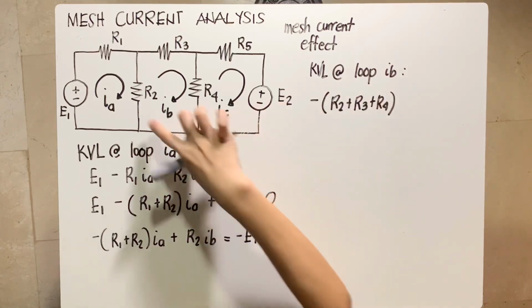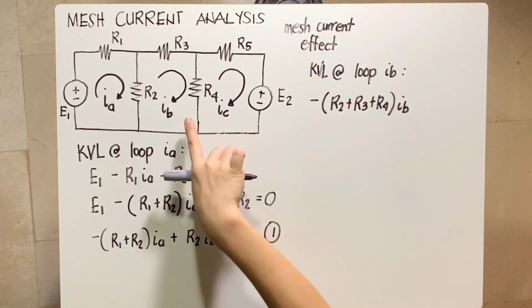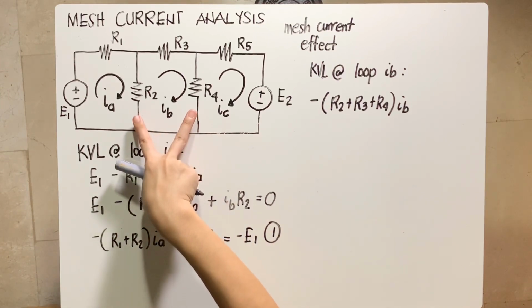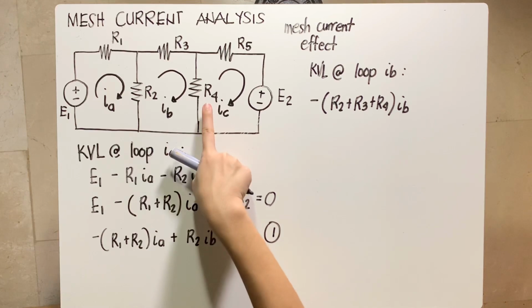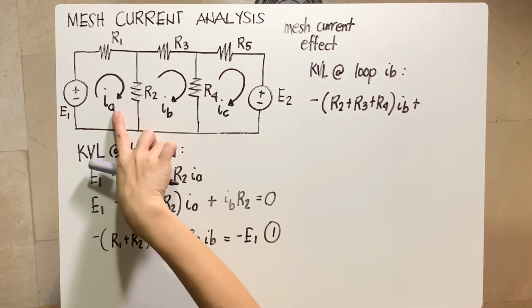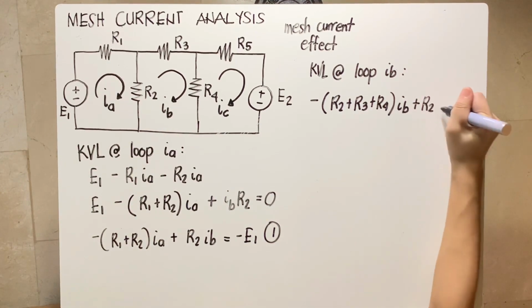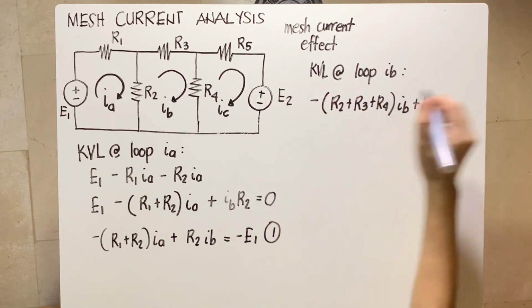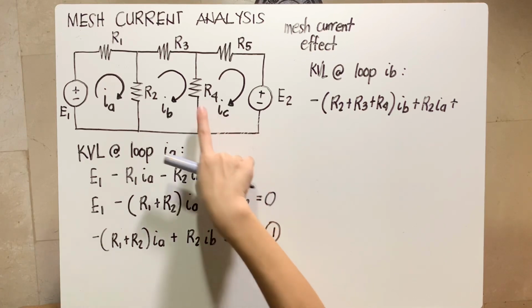Multiplied by, anong loop ito? This is IB. After that, i-observe mo kung mayroong mga resistors na naaapektuhan ng ibang mesh current. Of course, we have R2 and we have R4. So, i-add natin yun. We're going to add mesh current effect of IA kay R2, and that would be R2 IA plus, meron tayong isa pang mesh current effect because of IC, naapektuhan niya si R4.